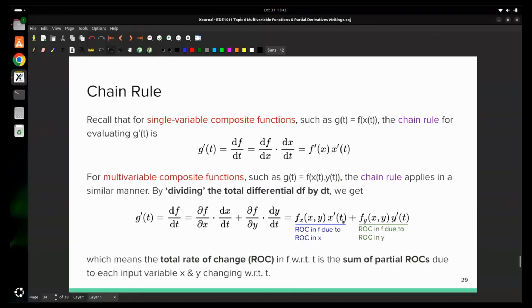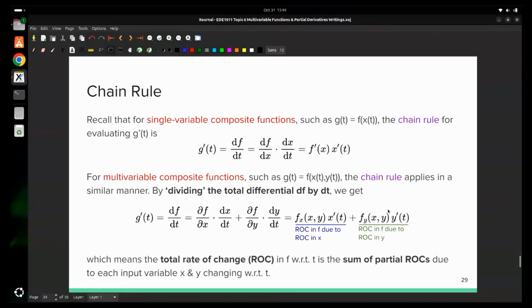Can you see? t changes, causing x to change. x changes, causing f to change. So the rate of change in f due to the rate of change in x, that's the first term. Okay? So then, of course, your f is also a function of y, and y is a function of t. So therefore, t changes, causing y to change. y changes, causing f to change. Second term.